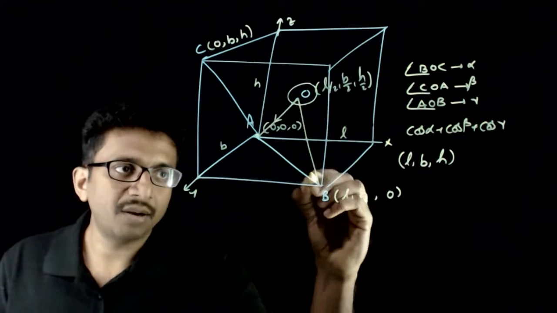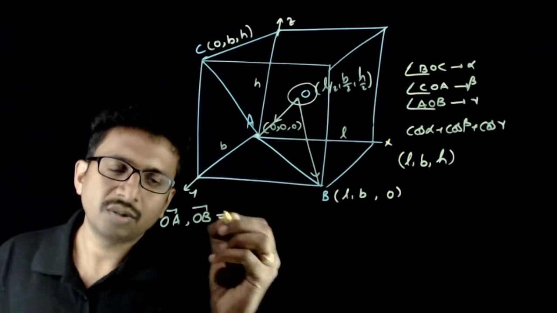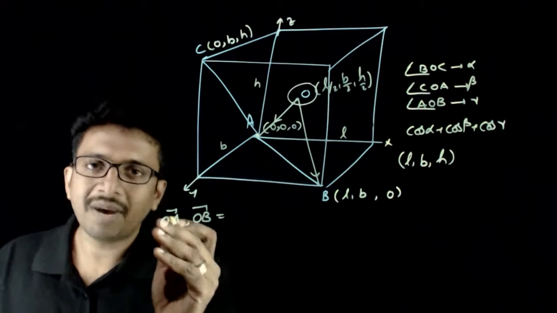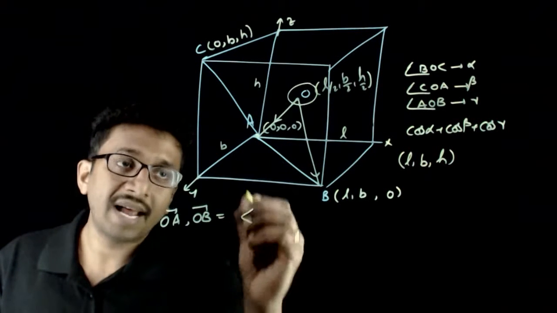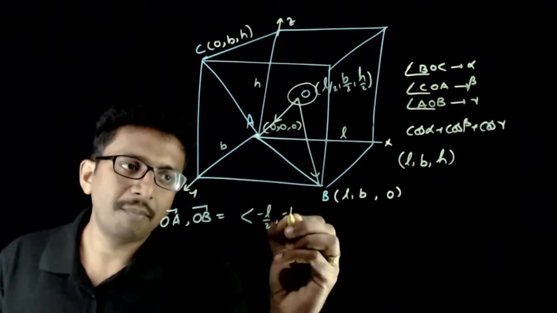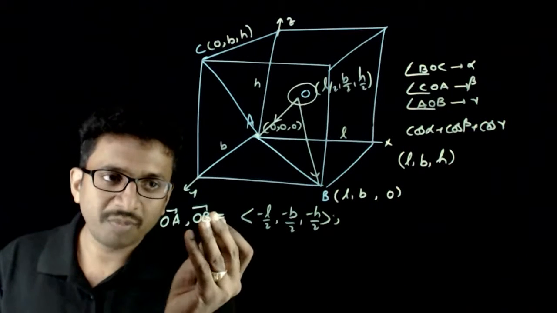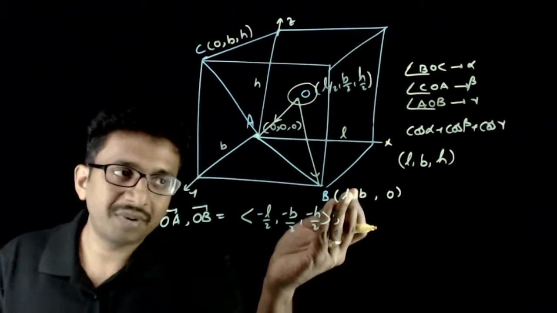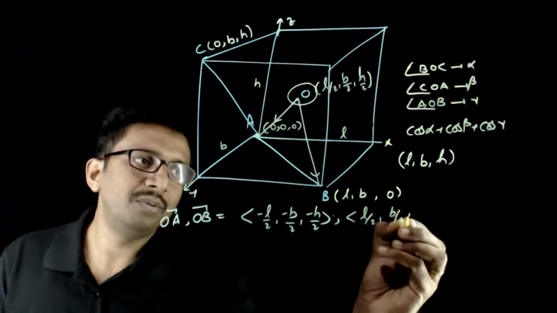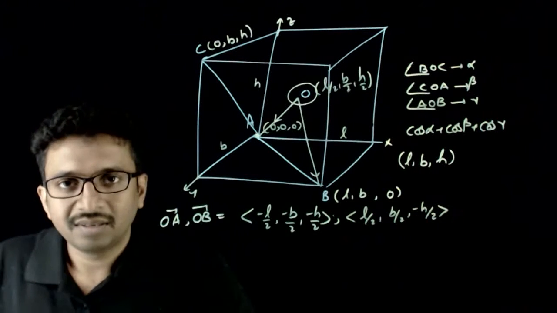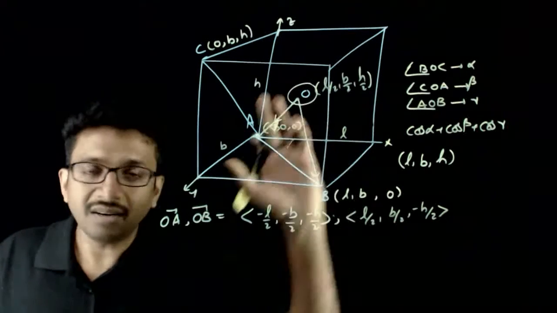What are OA bar and OB bar? OA bar is nothing but the position vector of A minus the position vector of O. So OA bar has the components minus L by 2, minus B by 2, minus H by 2. OB bar has components B bar minus O bar; I have to subtract the coordinates, so I get L by 2, B by 2, and minus H by 2. These are the components of vectors OA bar and OB bar.